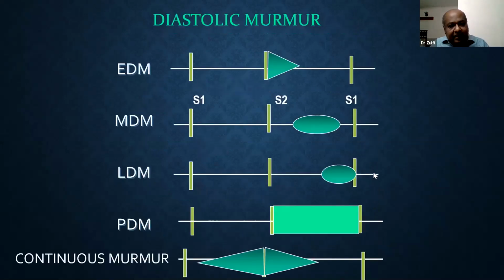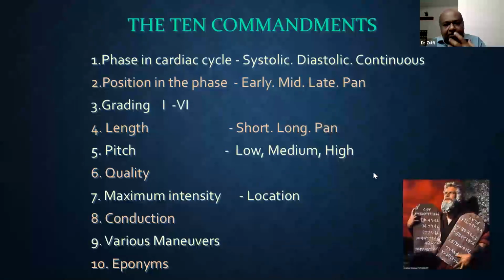Similarly, we will have again in diastole an early diastolic murmur, a mid diastolic murmur, a late diastolic murmur, and of course, sometimes, rarely, you will get a pan-diastolic murmur, rather unusual in children. And you also get a continuous murmur, where the murmur will start somewhere in systole and end in diastole without any interruption.